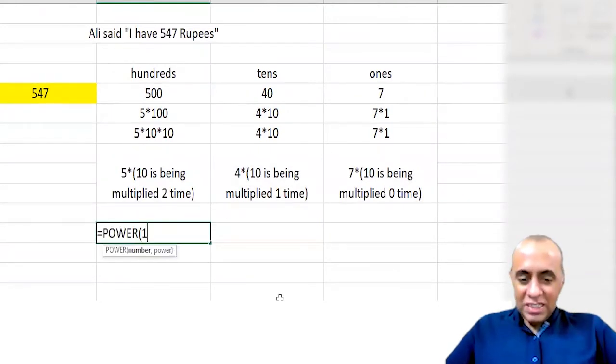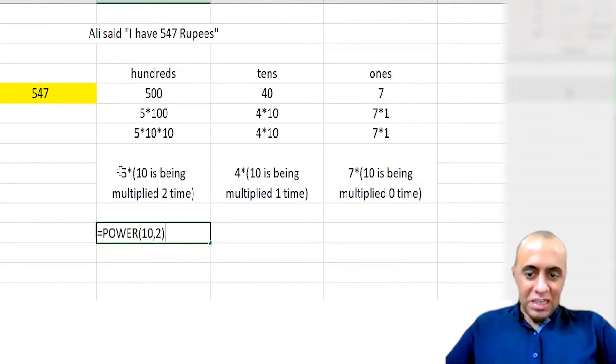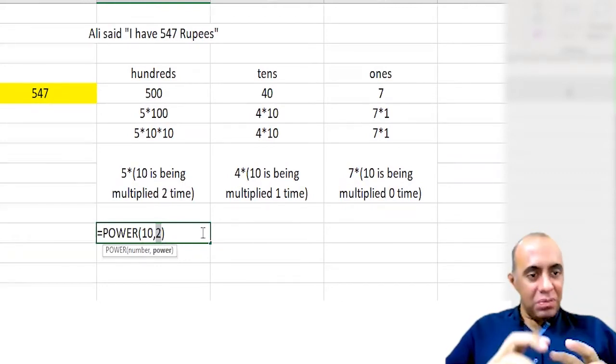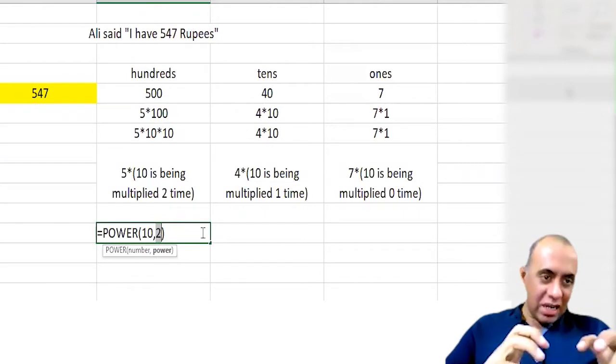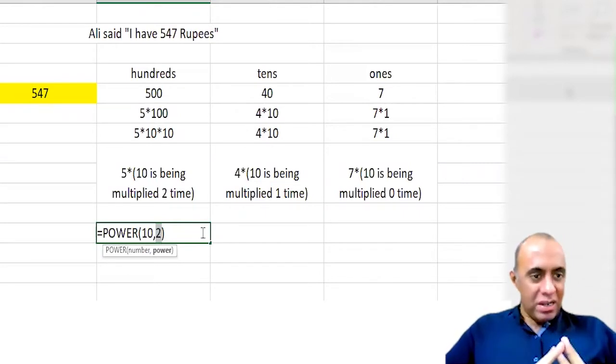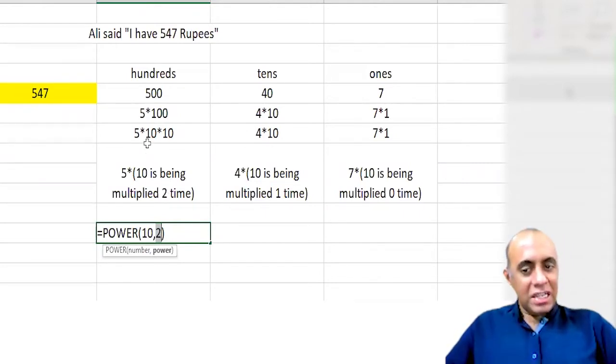So the power function, what it does is, if I write 10 and I write 2, it is exactly the statement that I have written over here in English, that 10 is being multiplied 2 times, not being multiplied by 2, but 2 times, right? I'm writing 10 multiplied by 10. So 2 10s are being multiplied. I want to say in English that 10 is being multiplied 2 times. 10 multiplied by 10.